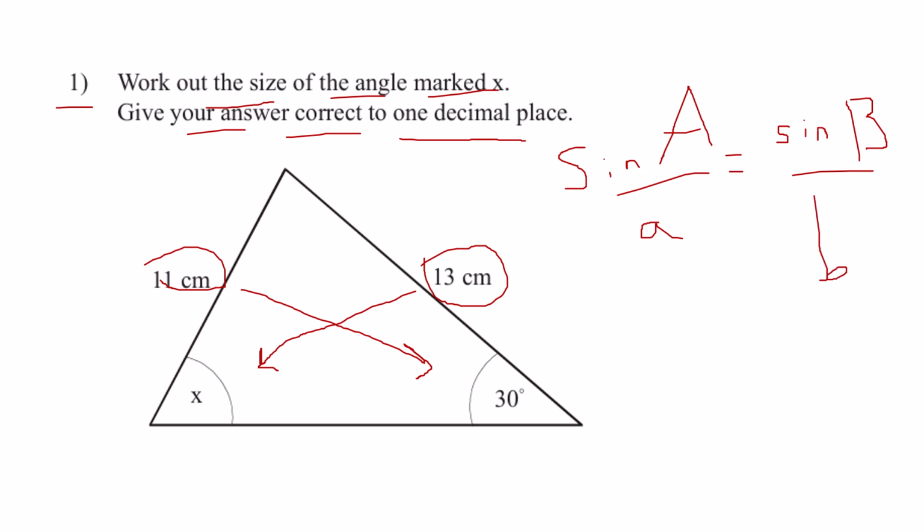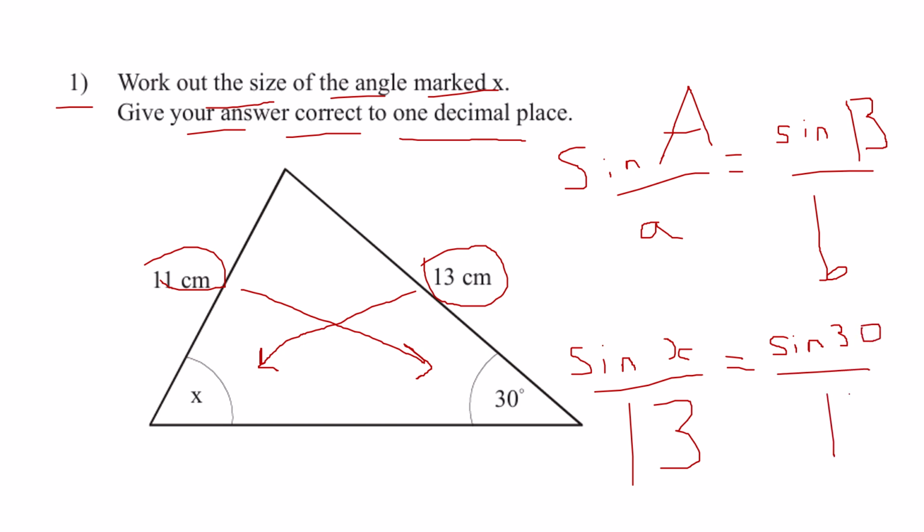So, subbing this in, we're going to have sine of x over 13, because that's opposite our angle, is equal to sine 30 over 11. Now you might know, or you might not know, that sine 30 is equal to a half. So we times up by 13, so we're going to have sine of x is equal to 13 times sine 30 over 11.